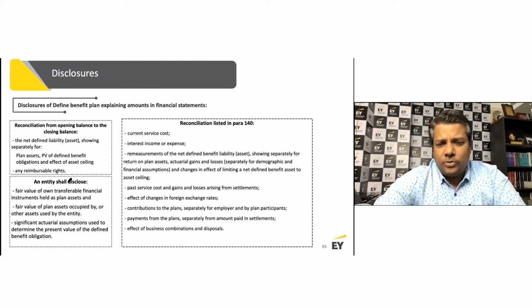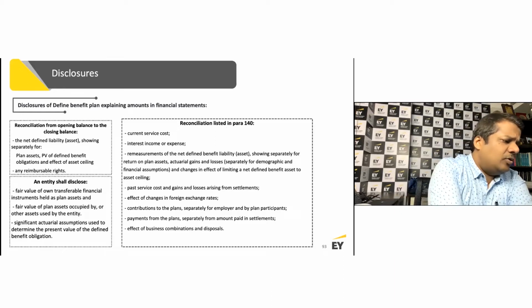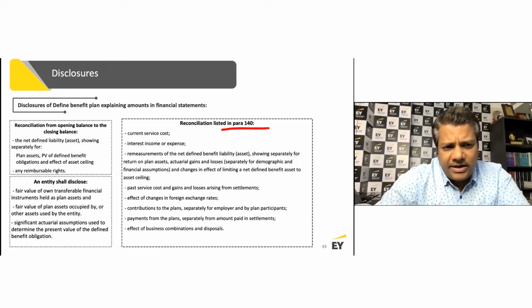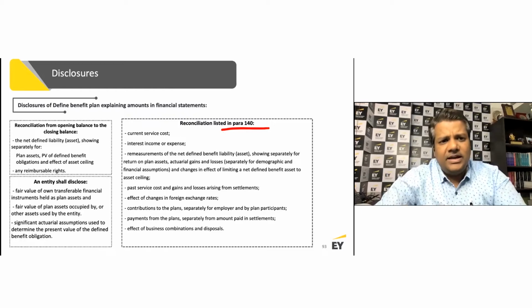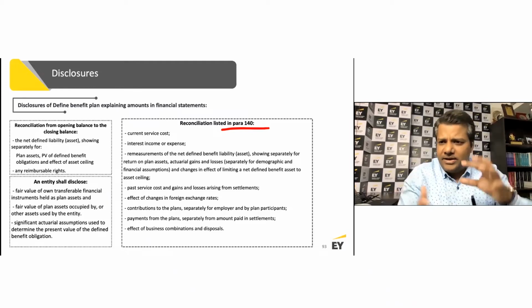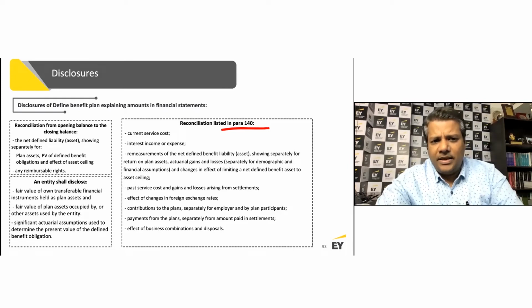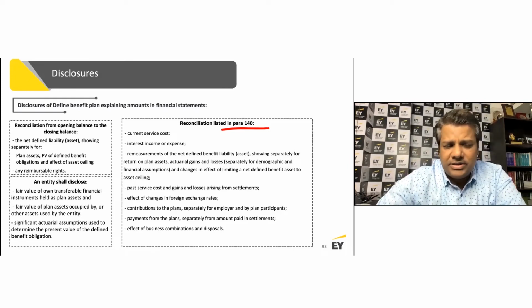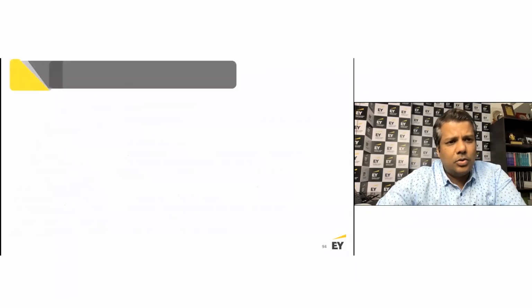And then there's a host of reconciliations which are listed in paragraph 140 in question: the current service cost, the interest income, the remeasurement, past service cost, the change in foreign exchange rates, the contribution to the plan separately by the employer and by plan participants. So all of that. If there is any effect of business combinations, we need to disclose.